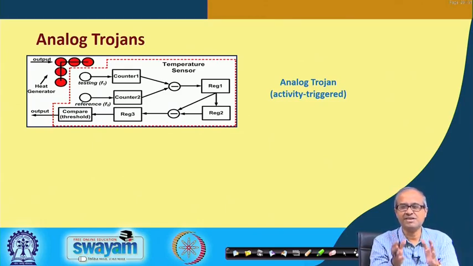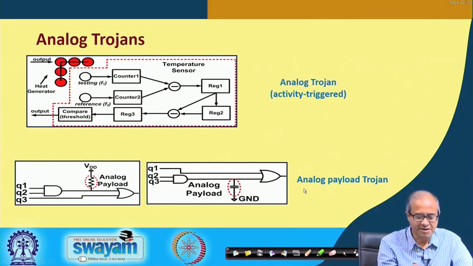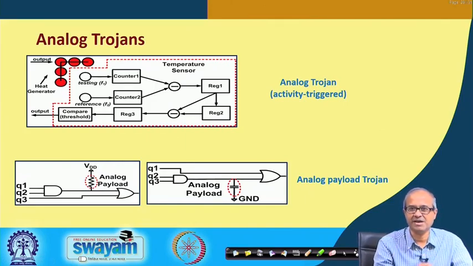There can be some sophisticated analog circuitry which will be measuring the temperature of the chip. Whenever the temperature reaches, let us say 60 degrees, then only some triggering will happen. And also some analog payload, you can have directly some kind of load connected to the power supply or ground. They can forcibly pull a line to 1 or pull down to 0 whenever something happens. I am not going into detail of these things.